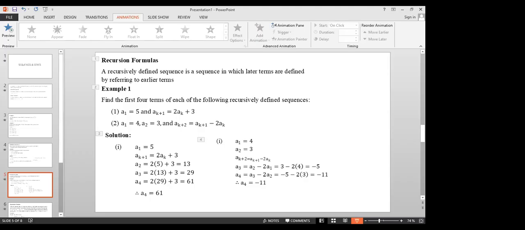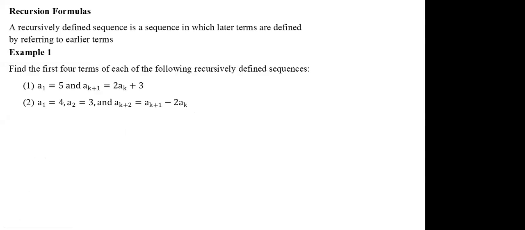I said we are talking about the recursive formula. You want to get the first 4 terms of each of these questions. The first one, we know our A1. Our A1 is given to be 5. And we are also given the general term that defines the other terms, that is, A(K+1) is equal to 2A(K) plus 3. Now, for me to get the other terms, I'm going to give K numbers.